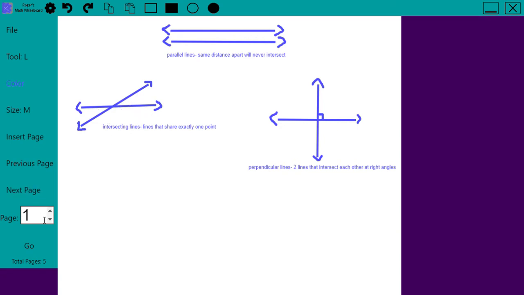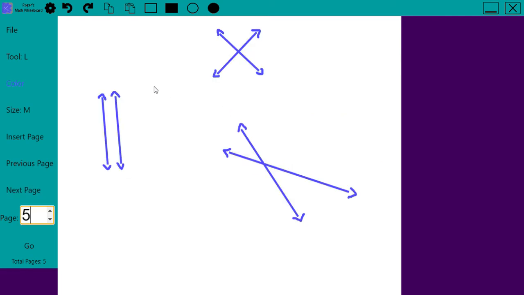Alright, let's try to work some stuff out from the information I just gave you. Do you know what these are? Alright, so the first one here is a parallel line because these two, they'll never intersect each other. And then right here, we've got our perpendicular lines because they intersect at right angles. And here, we've got our intersecting lines because they simply intersect and they don't create right angles.